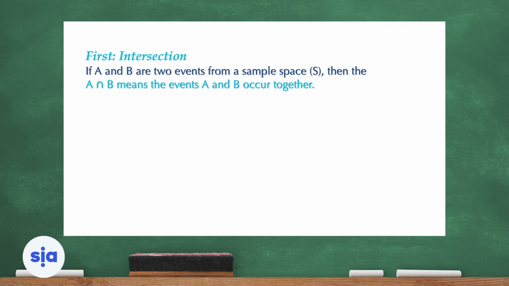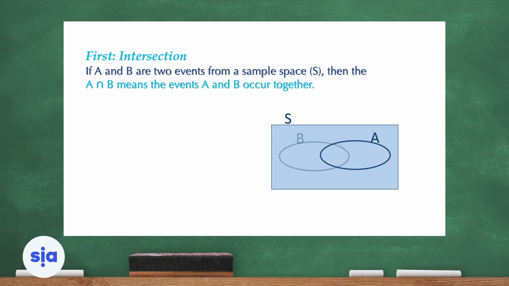Let's now move on to the intersection between two events. If A and B are two events from a sample space, then A intersect B means that event A and event B occur together. If you check this Venn diagram, if this is A and this is B, the common part between them is called A intersect B.